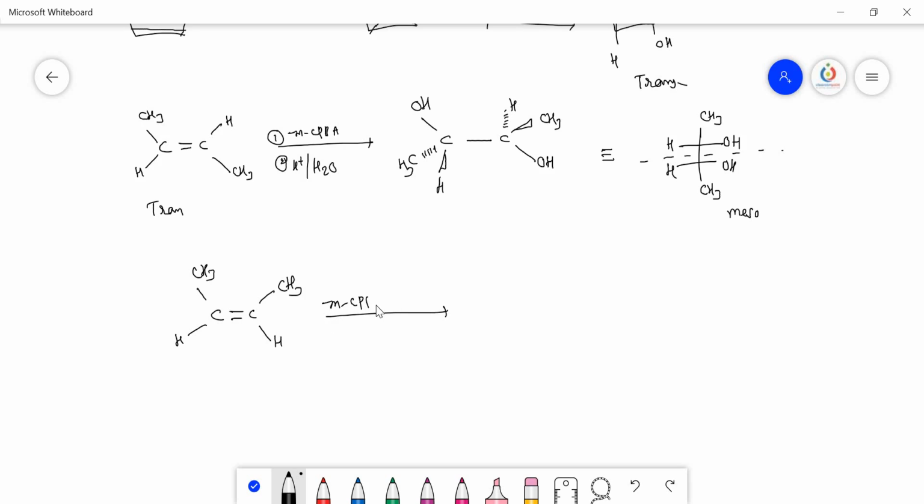So with metachloroperbenzoic acid as the first step, and the second step H plus with H2O, in this case you will get only one product initially. That product undergoes trans addition. So that's why now you are getting cis plus, the last step being trans, no? So you will get the enantiomers.